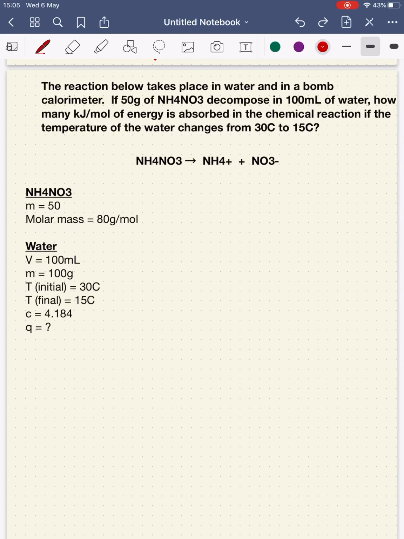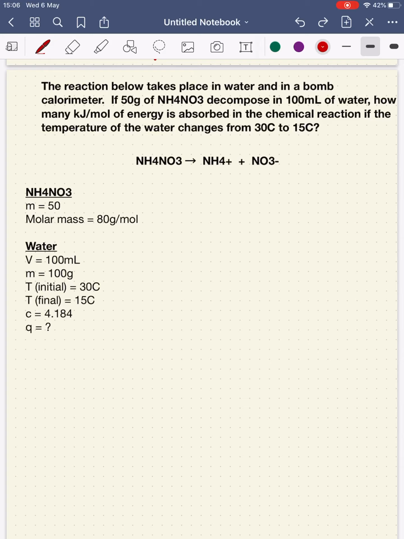All right, guys, next example problem here that I'm going to work out for you. It says the reaction below takes place in water and in a bomb calorimeter. If 50 grams of ammonium nitrate decompose in 100 milliliters of water, how many kilojoules per mole of energy is absorbed in the chemical reaction if the temperature of the water changes from 30 degrees Celsius to 15 degrees Celsius? So here you see the reaction, and then you also have some details that I added over to the left-hand side. All right, so let's get started here.